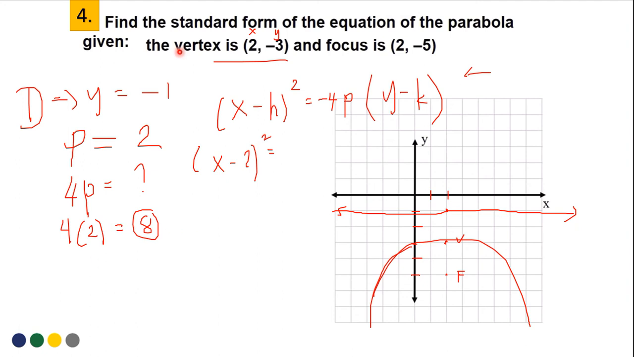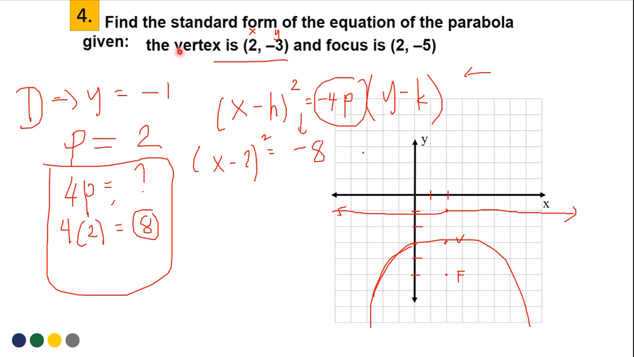Ano ba yung nakuha natin? Anong nakuha natin 4p kanina? 8. So, ilalagay natin dyan, 8. Pero may negative. So, don't forget to include negative. Nagigets nyo po ba? Opo. So, may negative yan ha, kasi downward. Pero nakuha na natin yung 4p, 8. So, pinalitan ko na to ng 8.